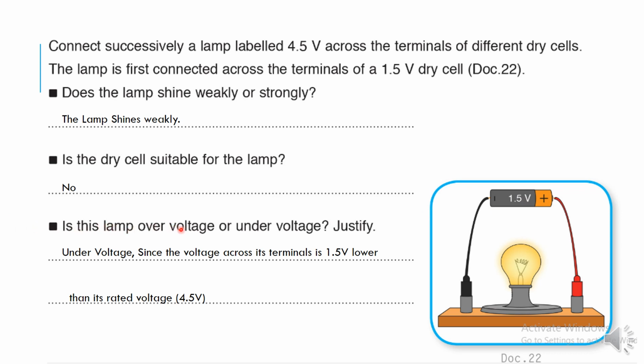Is the lamp over voltage or under voltage? You have to justify. It's under voltage. The lamp is under voltage. Why? Since the voltage across its terminals is 1.5 volts, lower than its rated voltage, which is 4.5 volts. So when the voltage across the lamp is lower than its rated voltage, we consider the lamp under voltage.